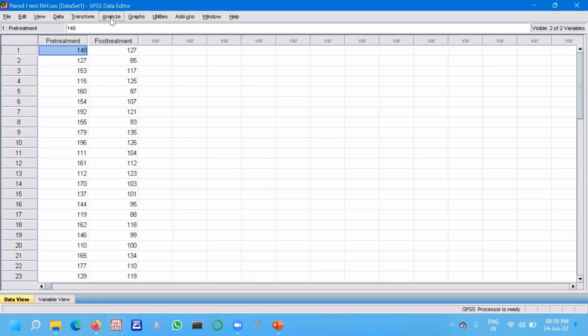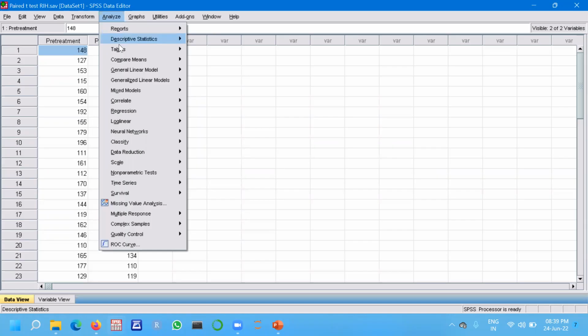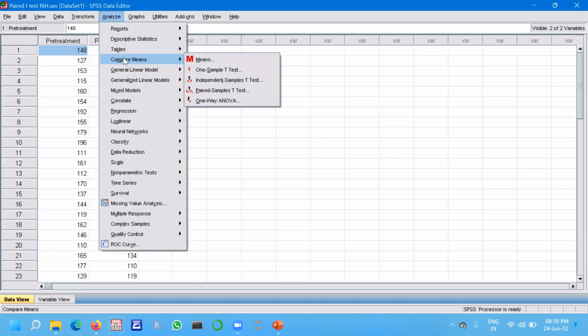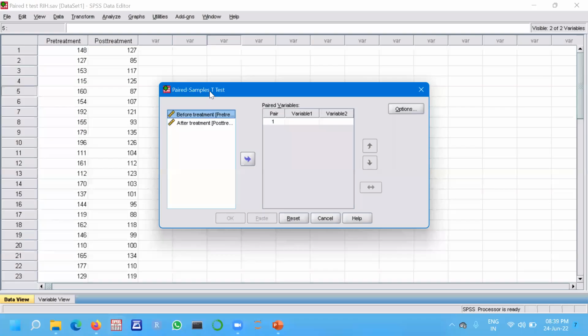So what is the procedure? Analyze, compare means. See, in parametric tests, we are comparing the means. You should remember one thing. We are comparing means. Okay. Not mode or median. So compare means, paired samples t-test. Click on that. Variable 1. So we can compare two variables here. I'm just comparing only one variable: before treatment, and the second one is after treatment. That's all. Okay, two variables.